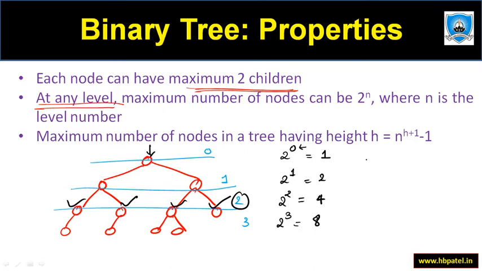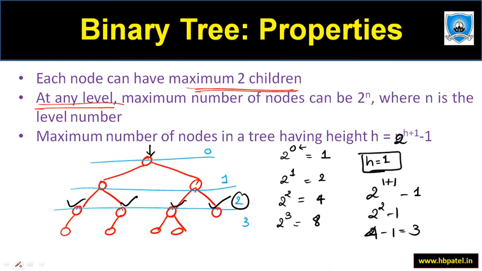And the maximum number of nodes in a tree of a specific height. So let's consider height equal to 1. For that it is 2 raised to h plus 1, minus 1. So 2 raised to 2 minus 1. 2 raised to 2 is 4, and 4 minus 1 is 3.